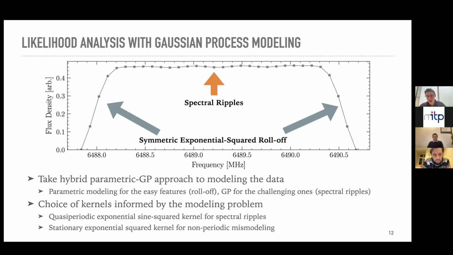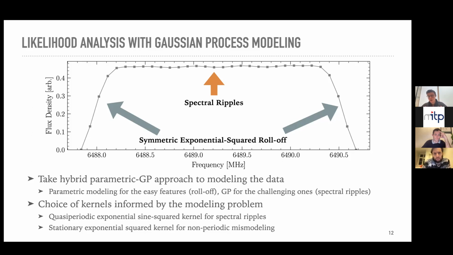So we're going to combine a parametric model, for the roll-off, with the non-parametric Gaussian process model that is going to describe these ripples, and is also going to have an additional component that is going to let us address other astrophysical or instrumental mismodeling that we just might not have known about in the first place. The way we do that is we're going to use a quasi-periodic exponential sine squared kernel to model the spectral ripples, and then a stationary exponential squared kernel is just going to take care of the other non-periodic mismodeling for us.